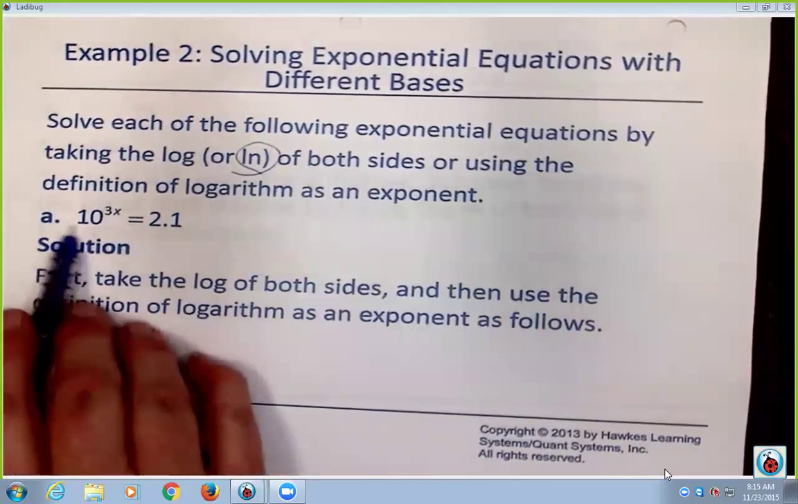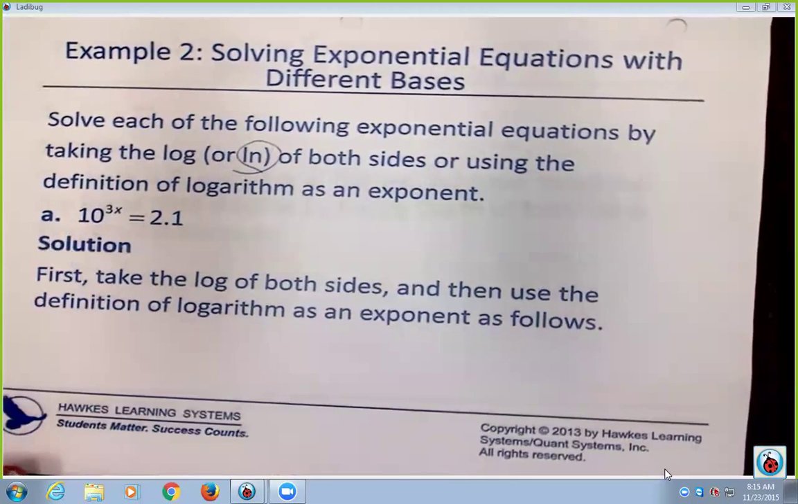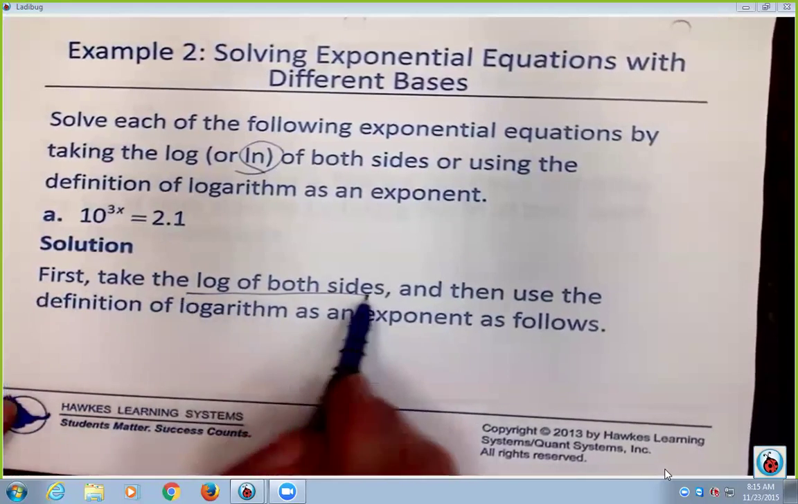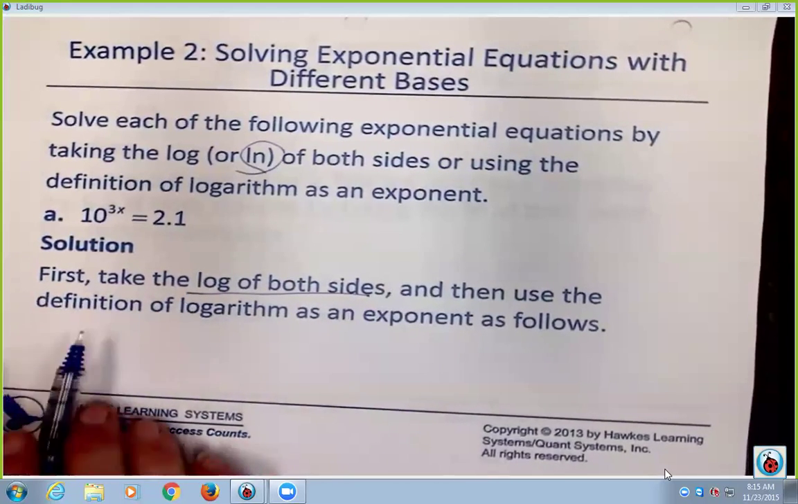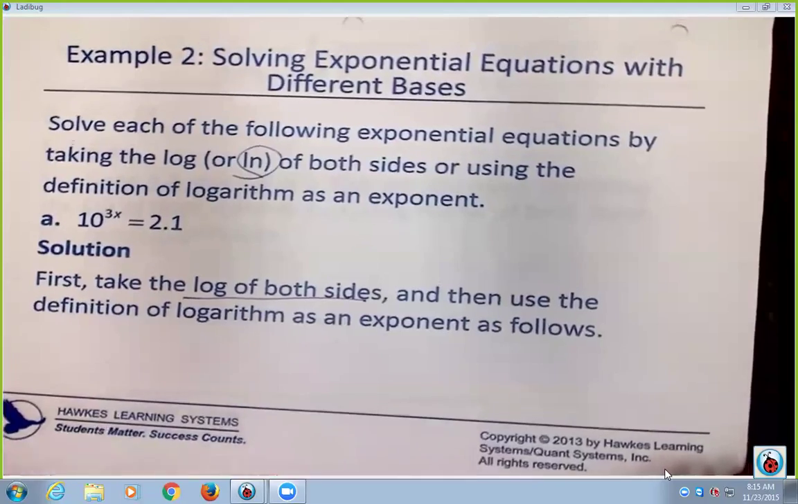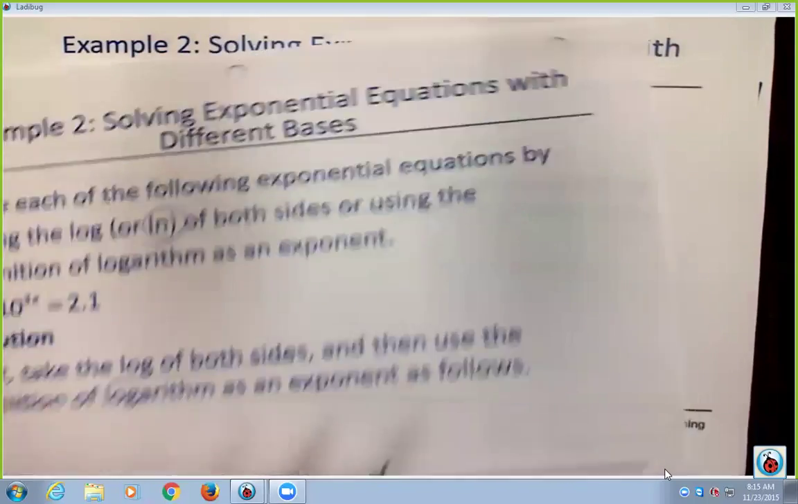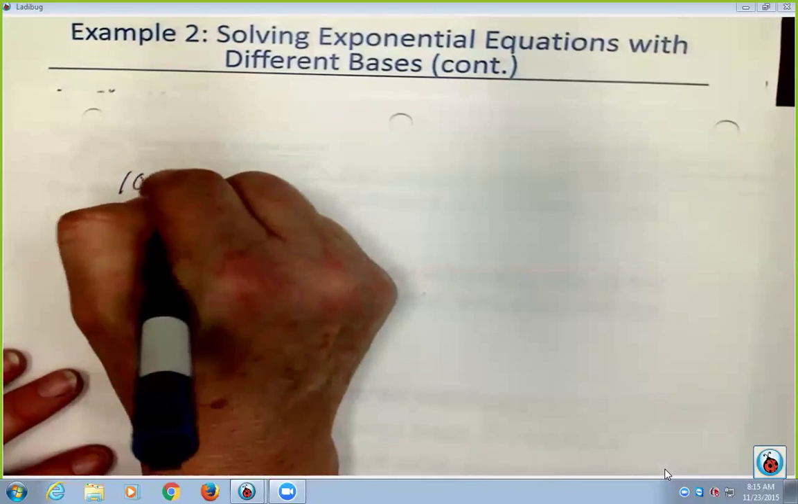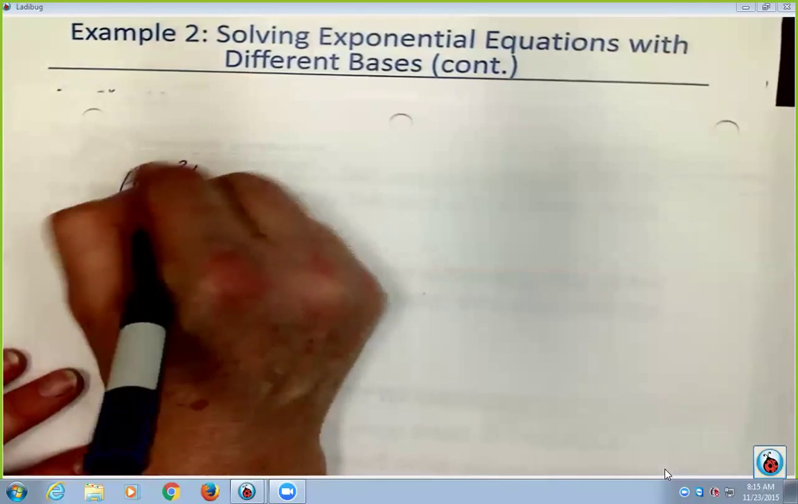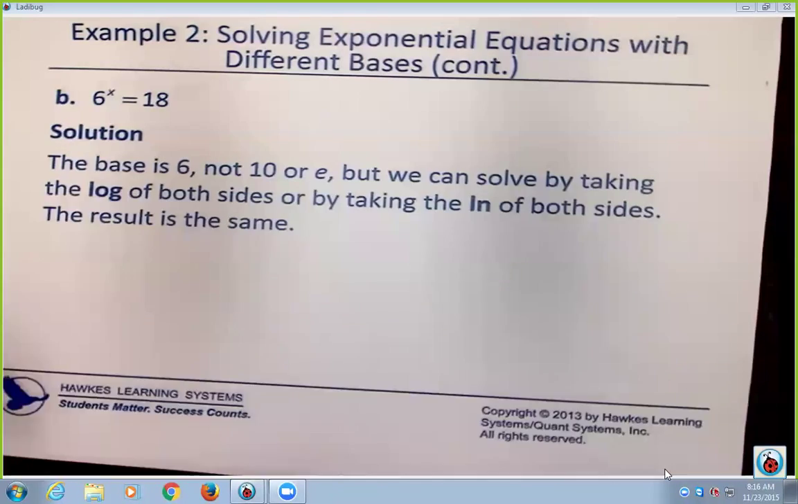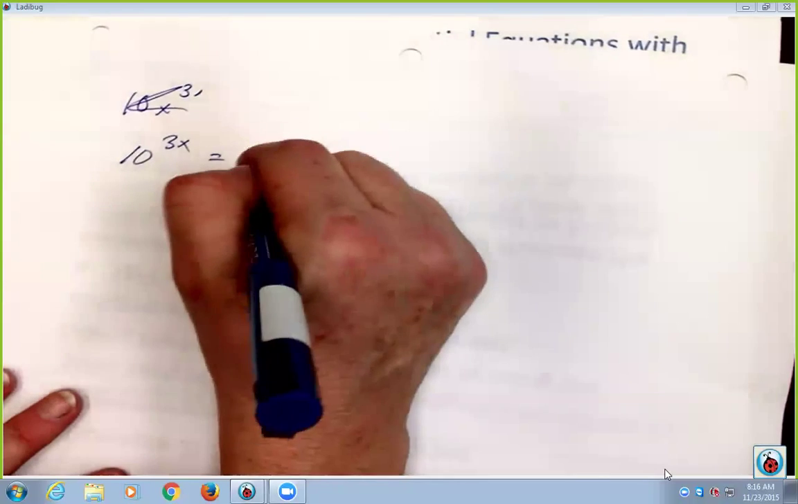So we're going to take this piece, which is 10 raised to the 3x equals 2.1. And first we're going to put a log on both sides, and then use the definition of logarithms for exponentials as follows. So let's take a look at that. We're going to have 10 raised to the 3x is equal to 2.1.